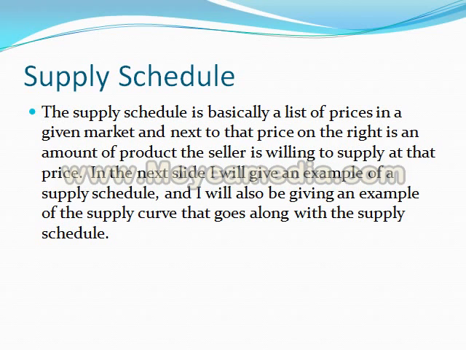Supply schedule. The supply schedule is basically a list of prices in a given market, and next to that price on the right is an amount of product the seller is willing to supply at that price. In the next slide, I will give an example of a supply schedule, and I will also be giving an example of the supply curve that goes along with the supply schedule.